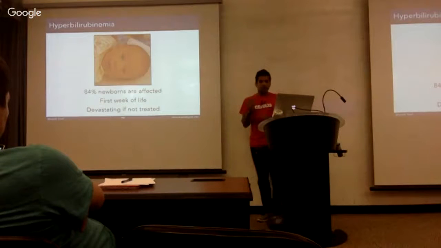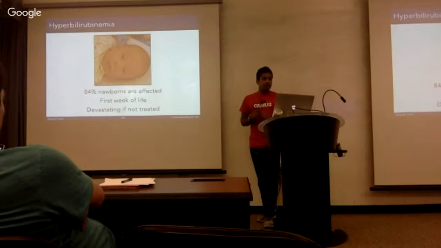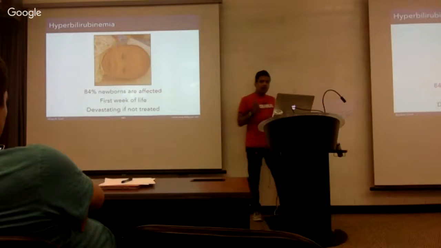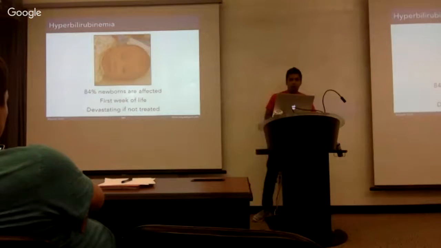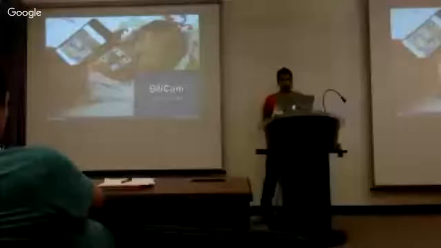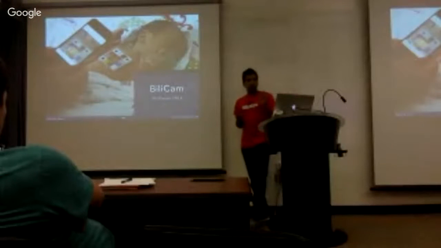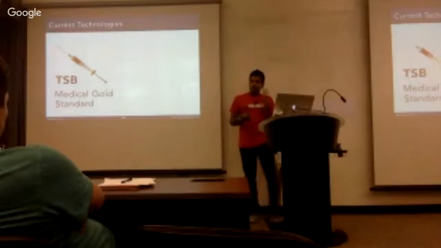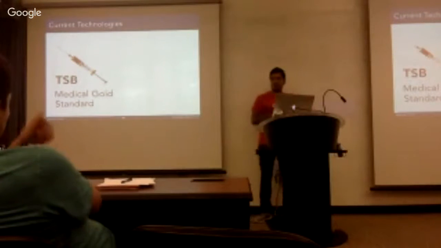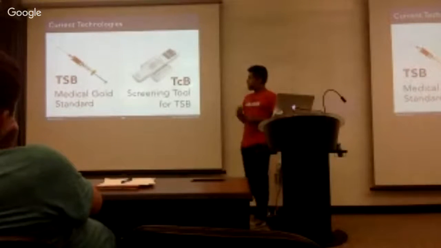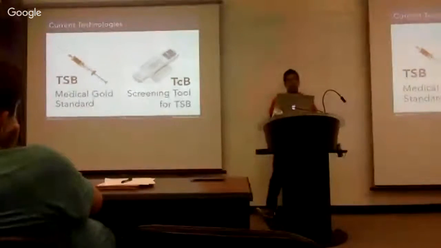And a major symptom of this condition is jaundice, yellow discoloration of the skin. Extreme levels can cause lifelong conditions. We made an app called BiliCam to detect these elevated levels of jaundice using the phone's camera. Currently, there are two ways to measure it, either with a blood test, which is the gold standard, or with this device called TCB, which is used as a screening tool.